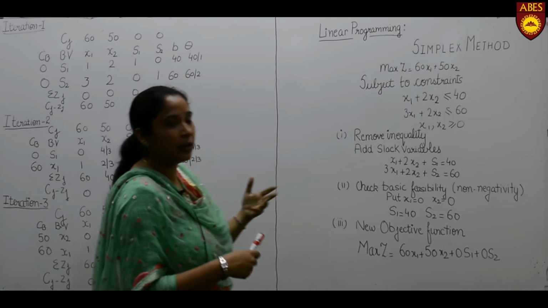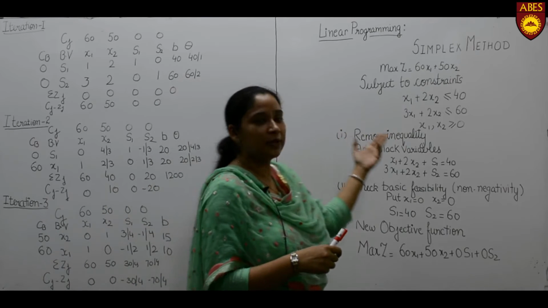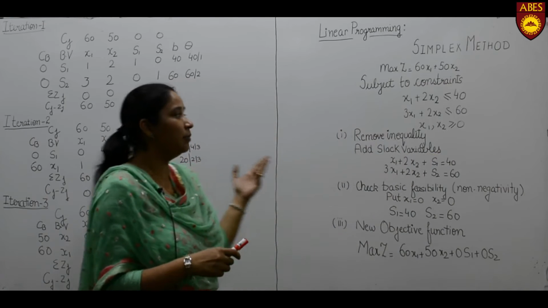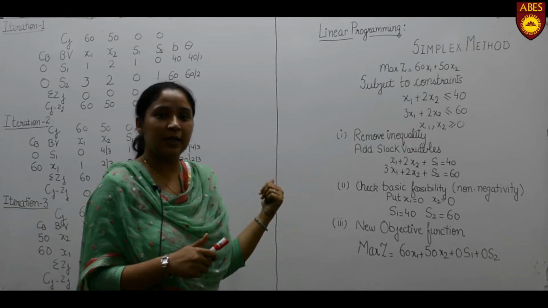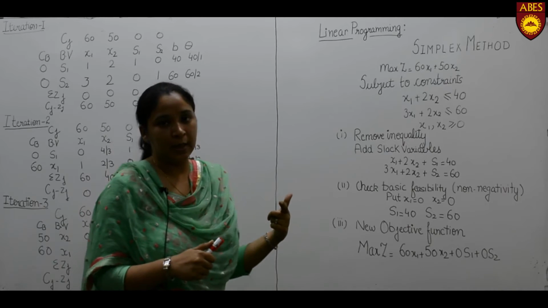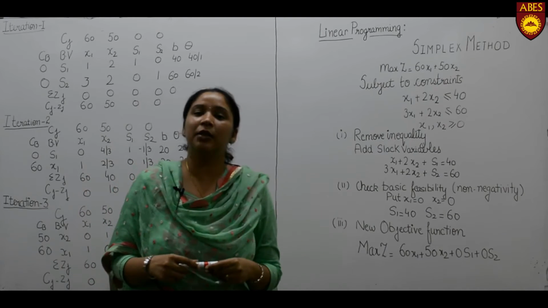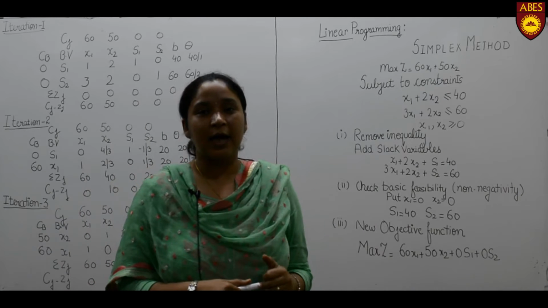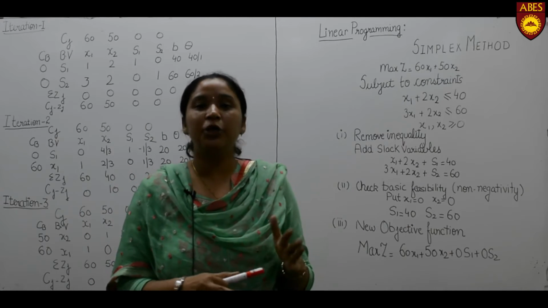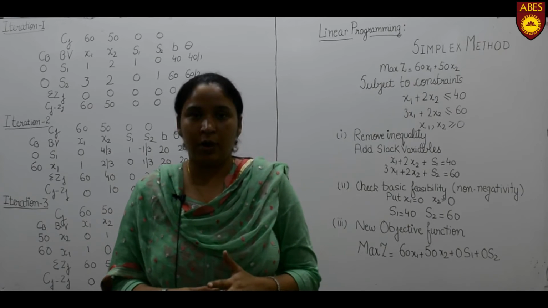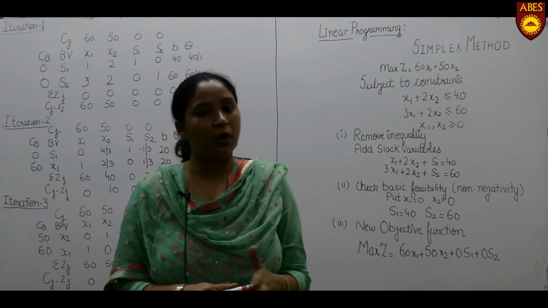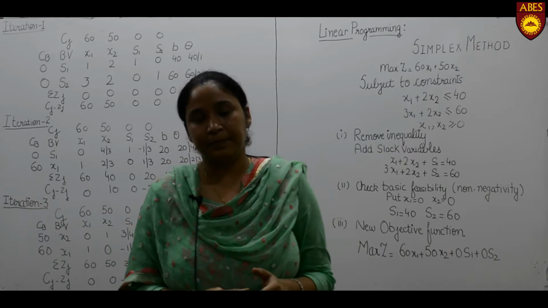It is subject to constraints: x1 plus 2x2 should be less than or equal to 40, and 3x1 plus 2x2 should be less than or equal to 60. The last one is x1 and x2 should be greater than or equal to 0, which means that in any case it should be non-negative. When we go negative, then we cannot solve any simplex problem.